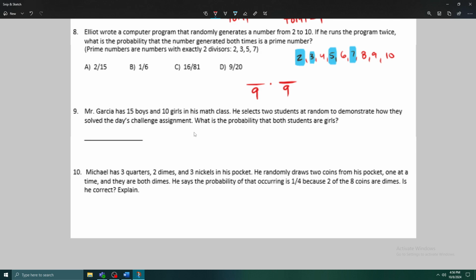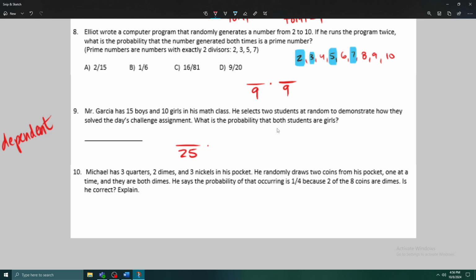Number 9. Mr. Garcia has 15 boys and 10 girls for a total of 25. So out of 25 students, this is a dependent problem. These are dependent events. This is a dependent compound event. He selects 2 students at random to demonstrate how they solve an assignment or a problem. What is the probability that both students are girls?